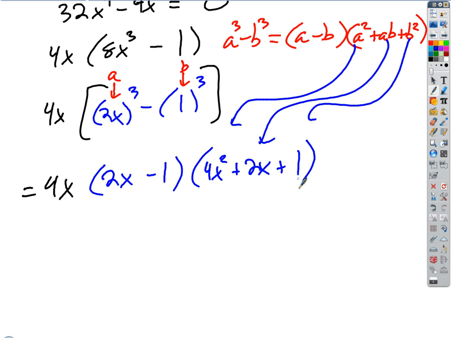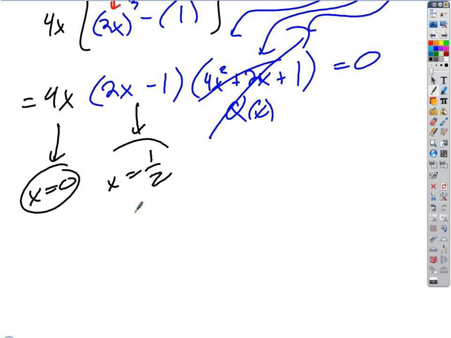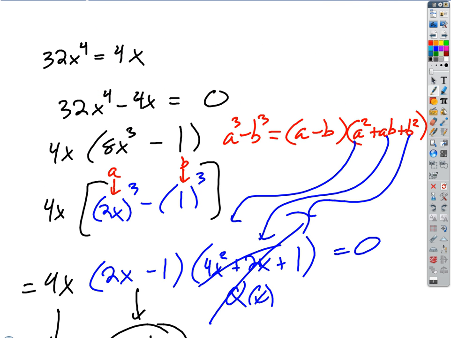In fact, what you might even do is just call it q of x for quadratic of x or something, or just not even write anything there. It doesn't matter, because when we set this whole thing equal to 0, remember that this one is always an irreducible quadratic with no real zeros every time. It's never going to be different. And so we know that we're not going to get any real solutions from that. Our only zeros are going to be from these two, where we get x equals 0 and x equals 1/2.